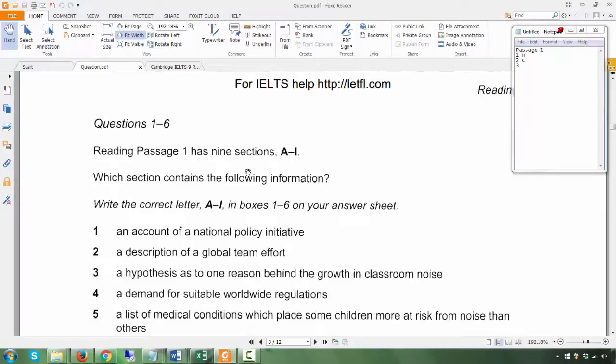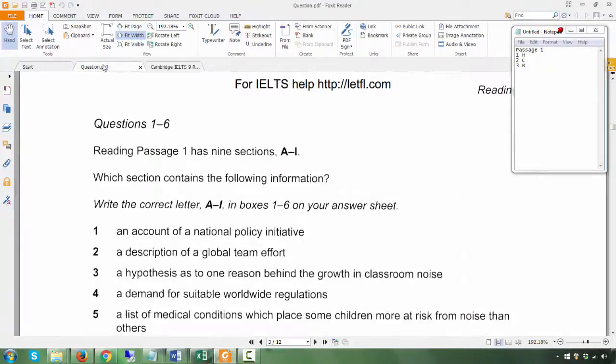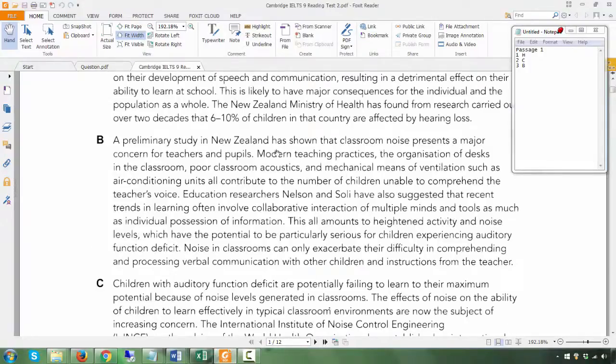Question 3. A hypothesis as to one reason behind the growth in classroom noise. That will be in B. One reason for the growth in classroom noise. Basically you have modern teaching practices, the organization of this. These are all the possibilities, all the different reasons.